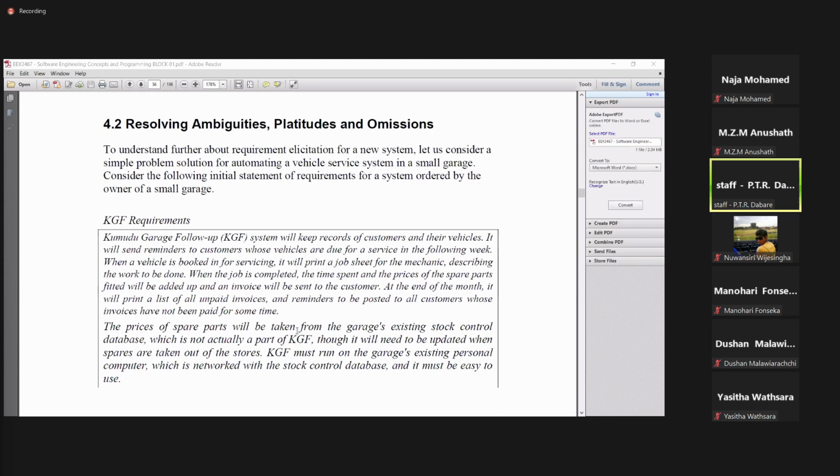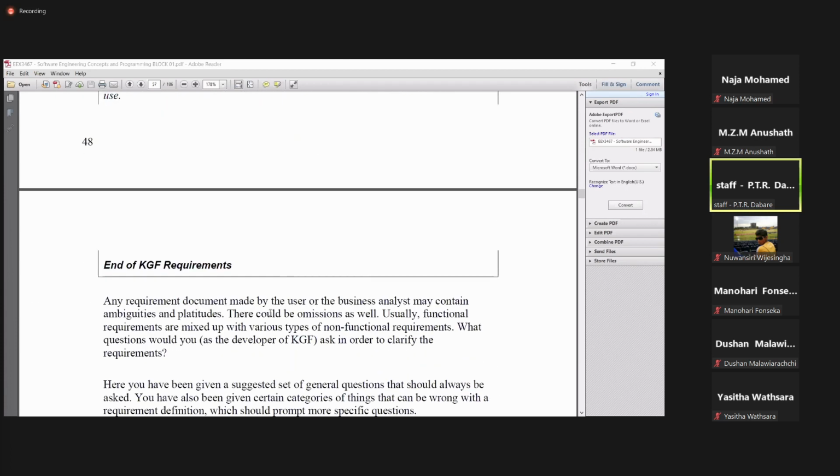See, the prices of spare parts will be taken from the garage's existing stock control database, which is not actually part of the Kumudu Garage follow-up system, though it will need to be updated when spares are taken out of stores. Kumudu Garage follow-up must run on the garage's existing personal computer, which is networked with the stock control database, and it must be easy to use. So that's the requirements document.